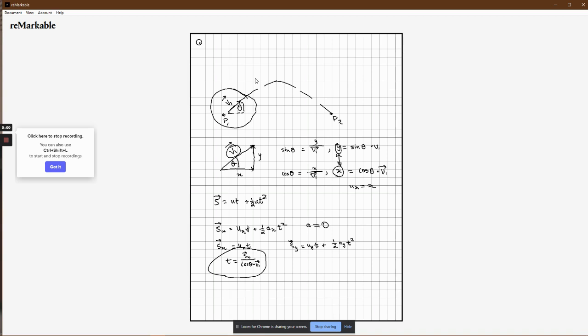And, I'm being a dummy over here, but if you sub in this time over into this displacement in the y direction, what can we do? Like, what can we do?